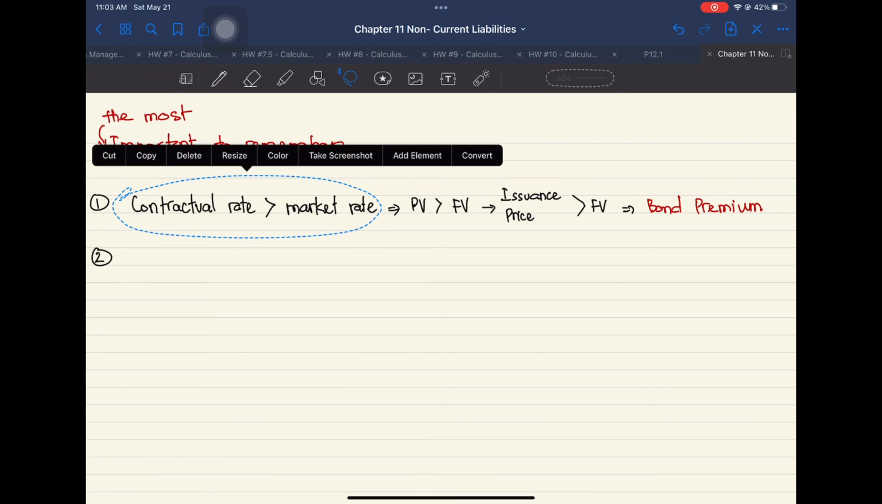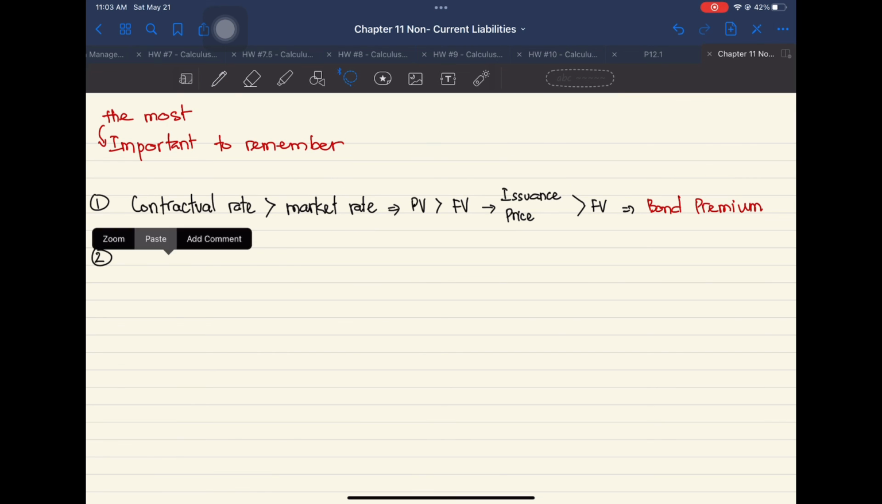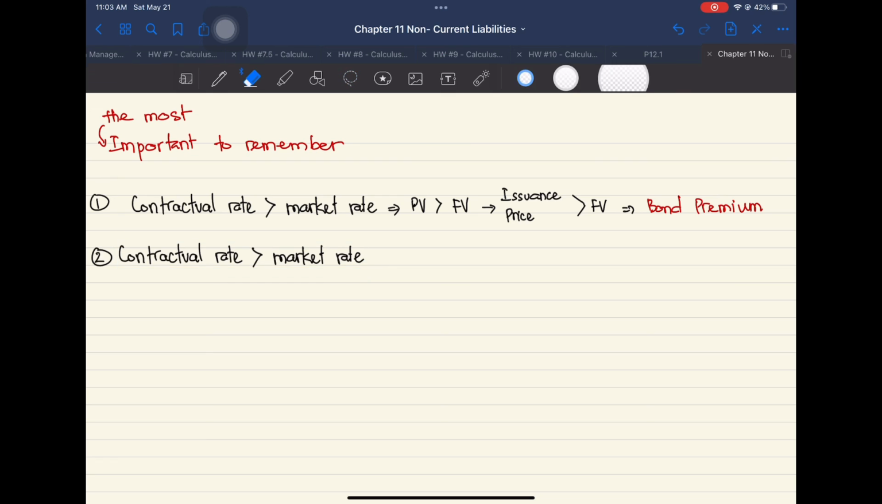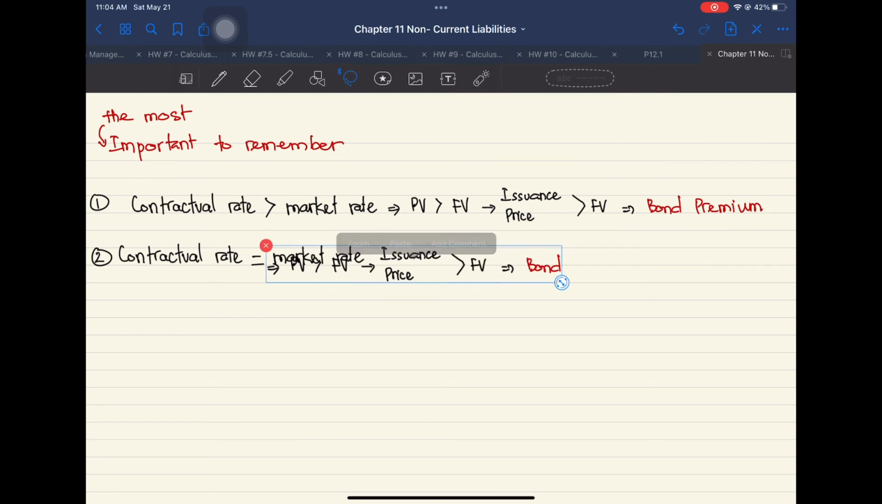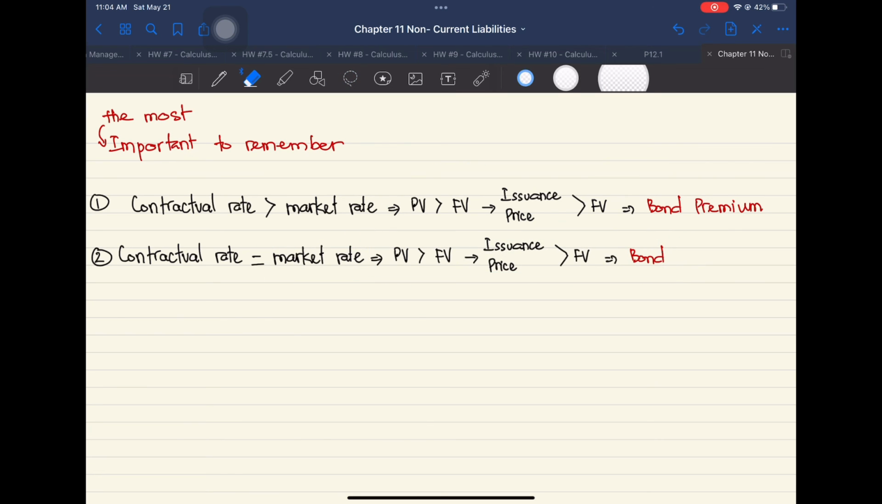An example: what if the contractual rate is 12 and the market rate is 14, which means this is a bond discount. But what if the contractual rate is 14 and the market rate is 12, which means this one is issued at a premium.